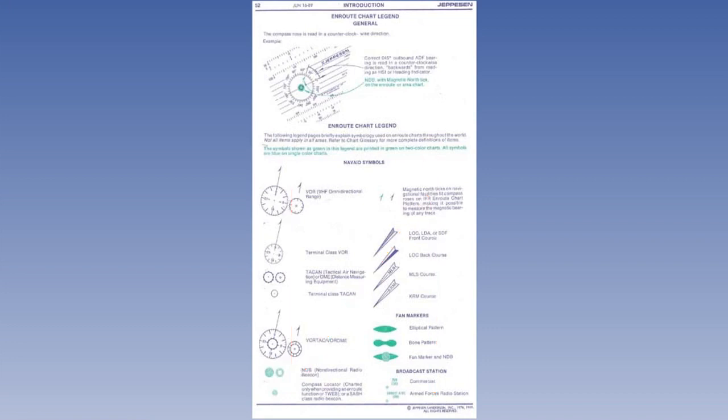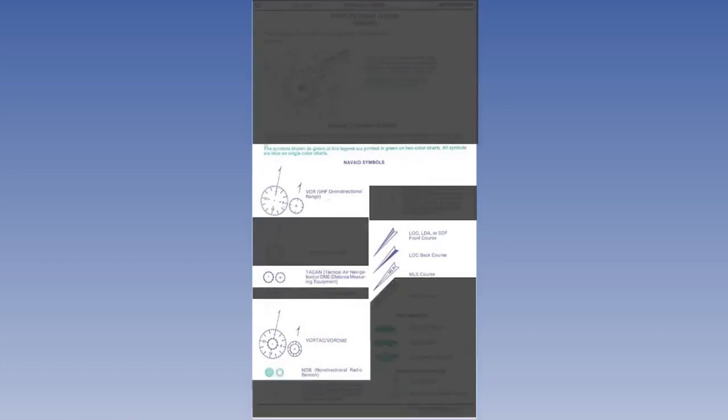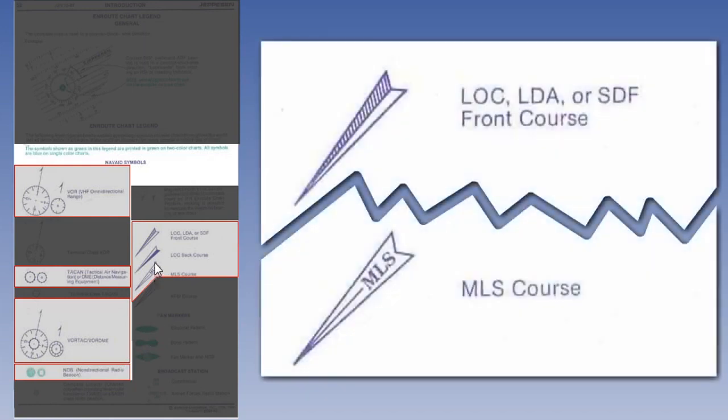We shall start at the Navaid section on page 52. Most of these symbols have to be committed to memory. Start with the symbols for VOR, shown at the top left-hand column. These are the symbols for the instrument landing system and microwave landing system, called ILS and MLS respectively.